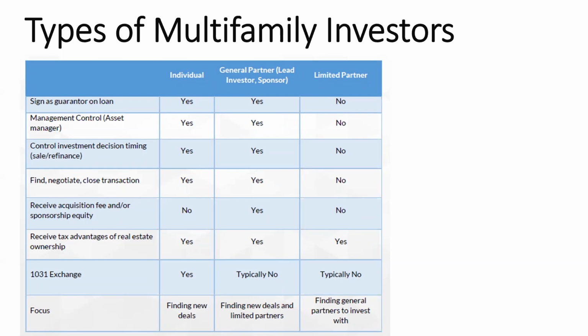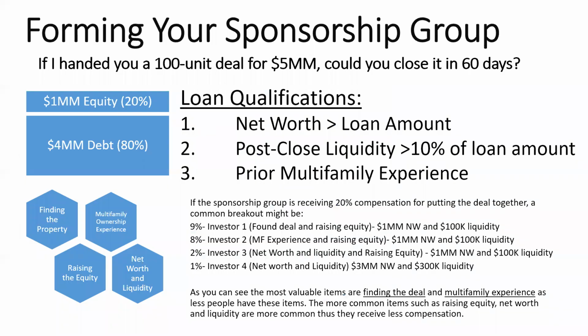And so a lot of people start as limited partners and then transition to general partners. The reason why the syndication model works so well is, let me give you an example of a 100-unit deal for $5 million, with $1 million in equity and $4 million in debt. To qualify for that $4 million in debt, you need $4 million net worth, you need $400,000 in post-close liquidity, and you need prior multifamily experience to qualify, let's say, for Fannie Mae on this loan.